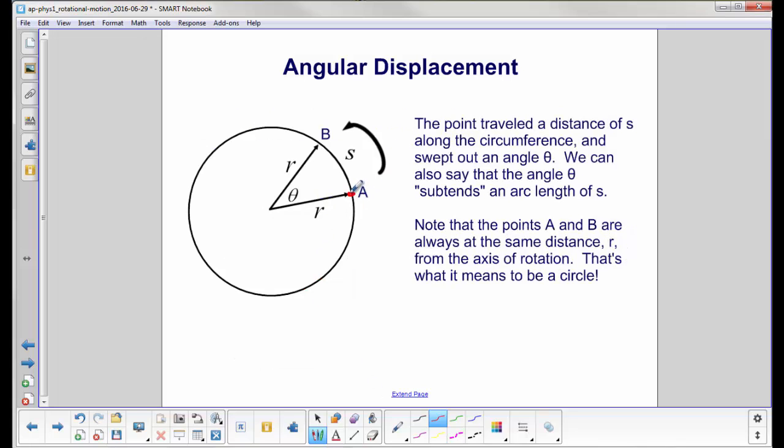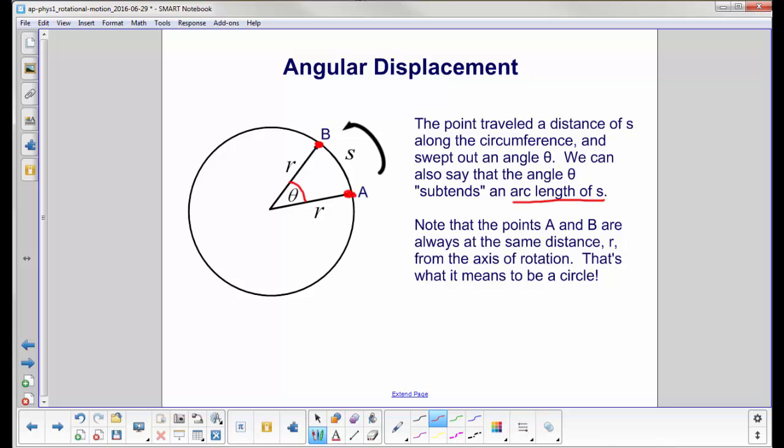If there were a bug here at point A, as the circle rotated, the bug moves over to point B. We say that the bug swept out an angle theta. Right? There's theta right there. We can also say that the angle theta subtends an arc length of S. So there's our definition of what S is. We're going to call S an arc length.